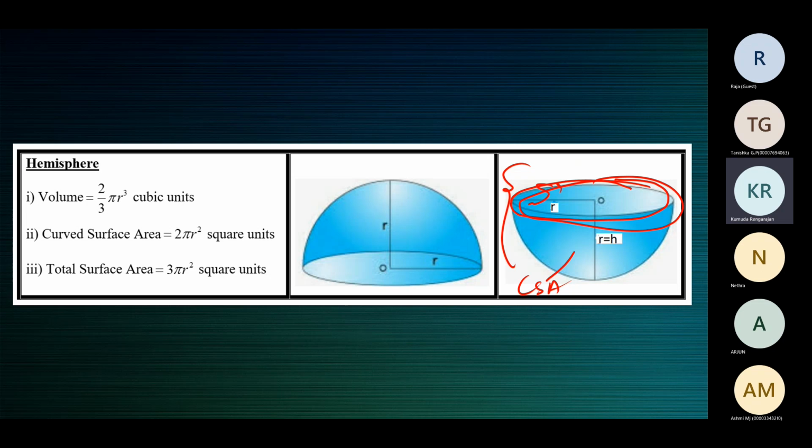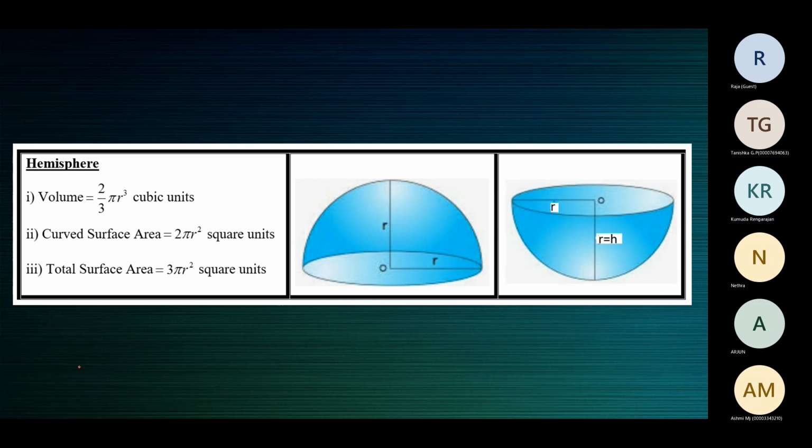Now you can touch the circle on the top. Leave that circle. The rest of the body is called the curved surface area. The curved surface area plus the area of the top together is the total surface area. So a hemisphere has only two parts. One is the area of the circle on the top.